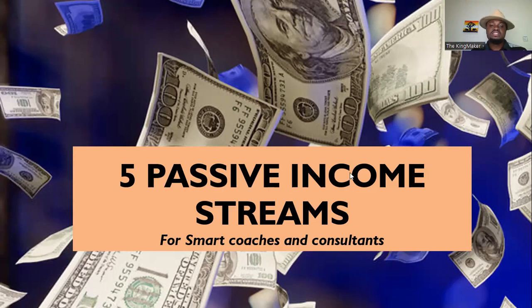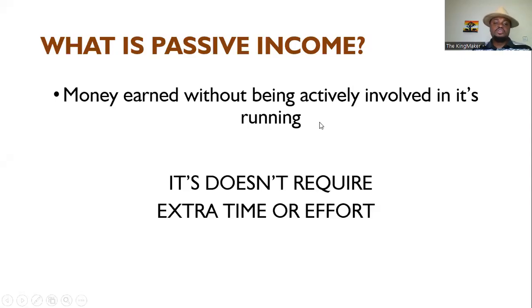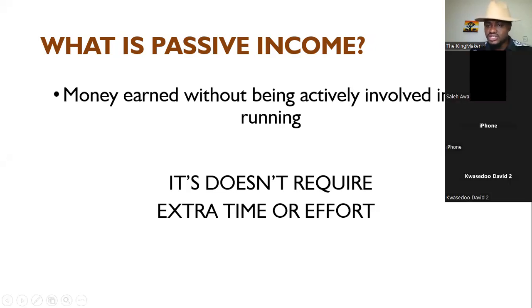Okay. So what is passive income? So passive income is basically money earned without being actively involved in its running, in simple terms. So you don't have to be there putting in extra time or effort to keep it running. You can put in the work in the initial stages, do the work, but then when you finish doing the work, it becomes passive income. You don't have to repeat that work anymore. And it just becomes a system that is running on its own. It becomes a system that on its own is generating you the revenue, good enough revenue, basically. So that's what passive income is, okay?